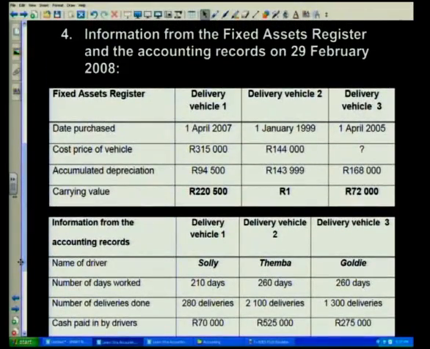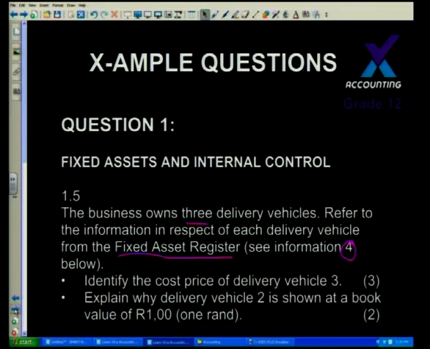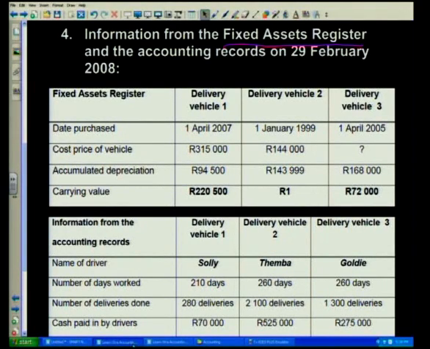Here's information part 4. This is an example of the fixed assets register. Can you see we've been given 3 different delivery vehicles, and there's a whole lot of information about them. And the first question that we've been asked is to identify the cost price of delivery vehicle number 3. So we're looking for the cost price of this vehicle. Can you see, the question has a question mark here where the cost price of vehicle 3 should be. This is very, very easy if you know your formula. It's the same formula that we used previously.